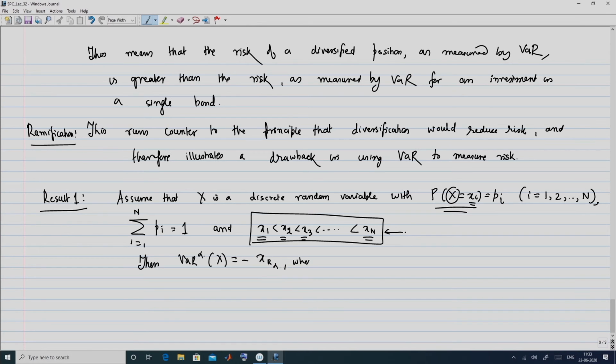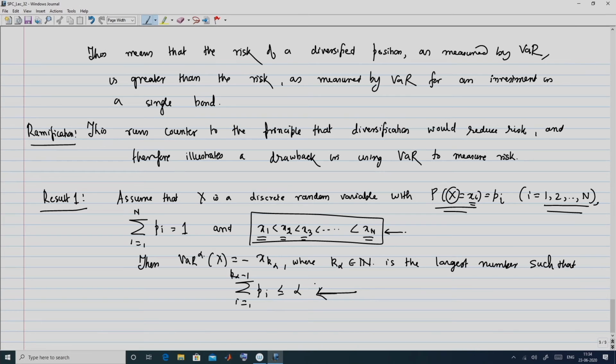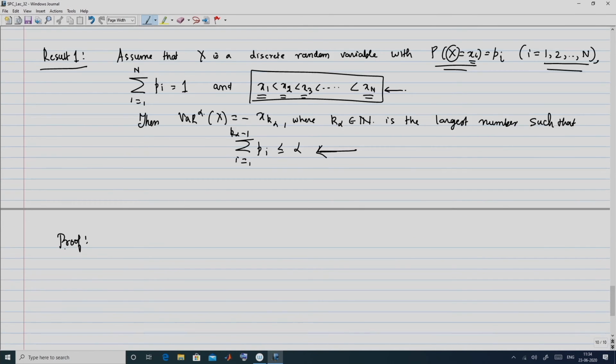And what is this x subscript k subscript alpha? Here k alpha is naturally going to be a natural number, because it is one of those 1 through n's, is the largest number such that the summation of probabilities pi, i equal to 1 to k alpha minus 1, is going to be less than or equal to alpha, and the reason for this definition being introduced will be clear once we do the proof. So, let us start the proof for this.